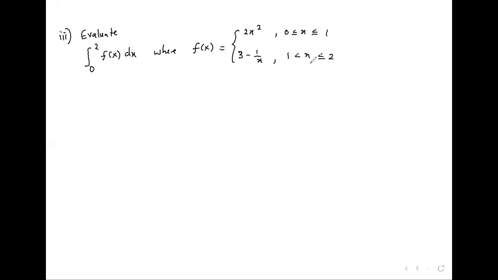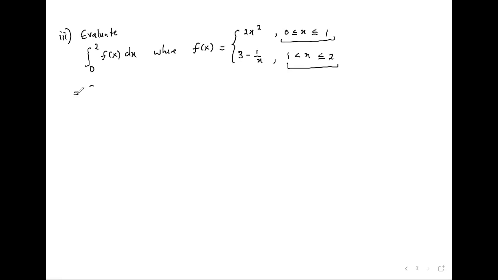There's nothing. Don't call it the binomial, call it the algebra. We don't have binomial in integration. So integrate f of x from 0 to 2 if f of x is defined in that way. As you can see, f of x has 2 pieces, from 0 to 1 and from 1 to 2. So we'll break our integral.